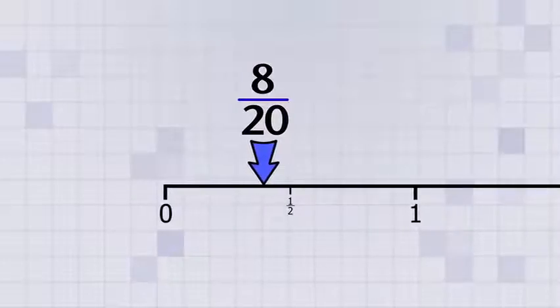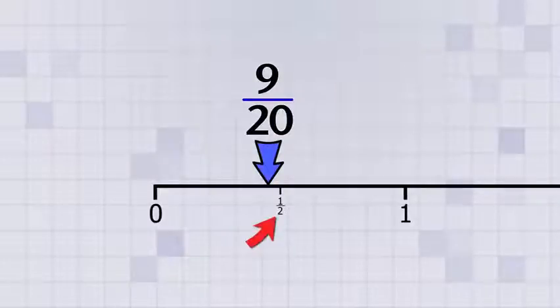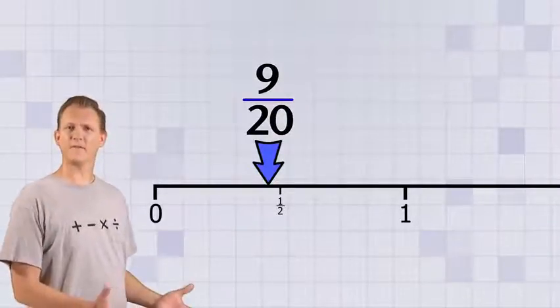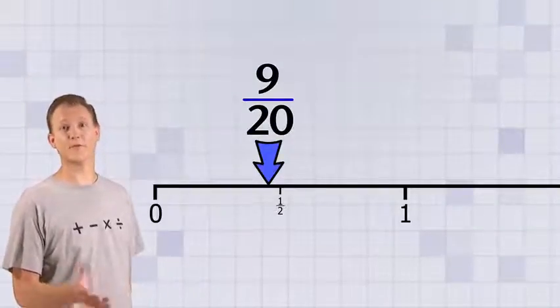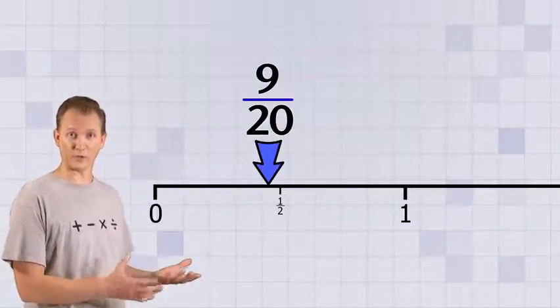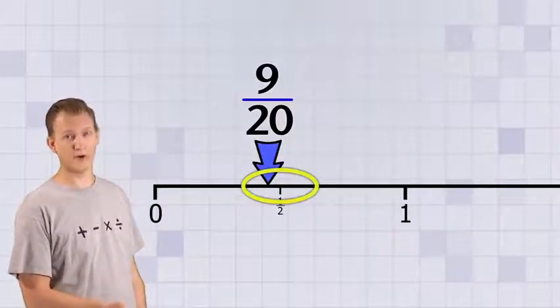Look at this, we're almost to 10 on top, and since 10 is half of 20, we're almost to 1/2 on the number line. It's pretty easy to figure out what half of something or double something is, and we can use that to help us compare fractions. Like we know that 9 over 20 is going to be really close to 1/2 on our number line.